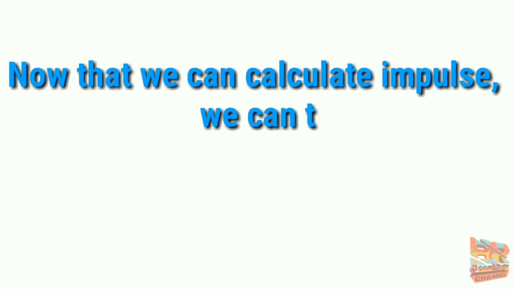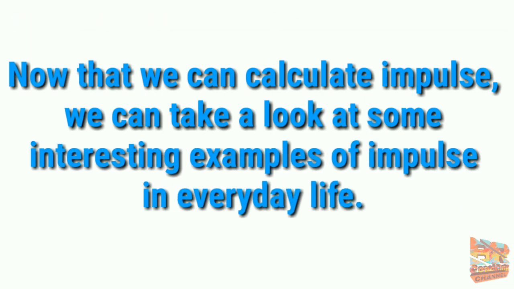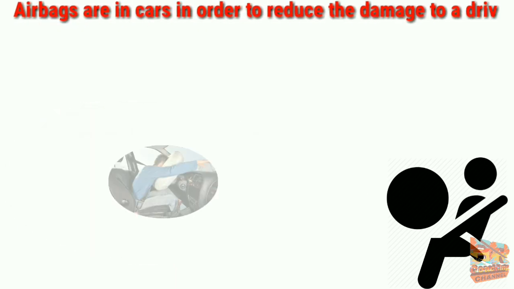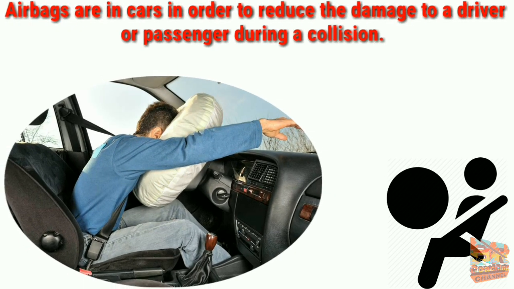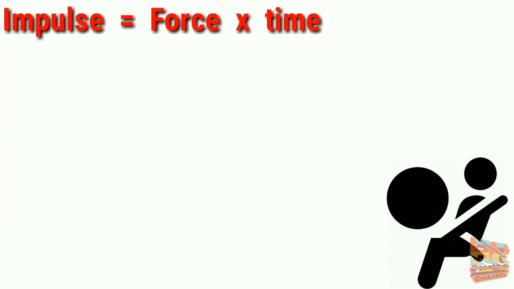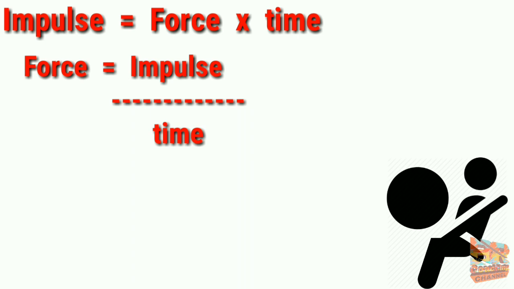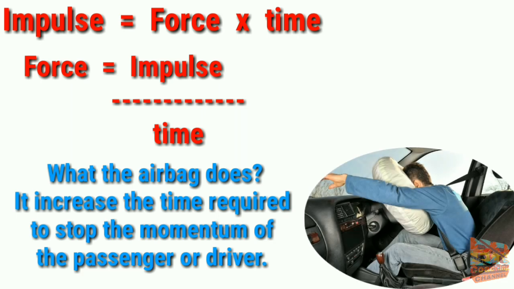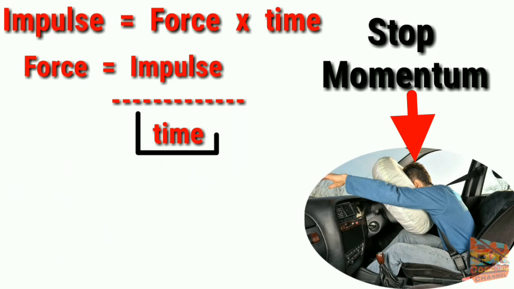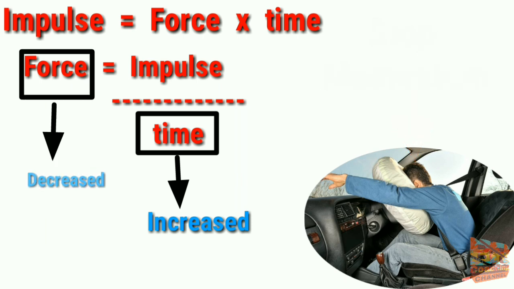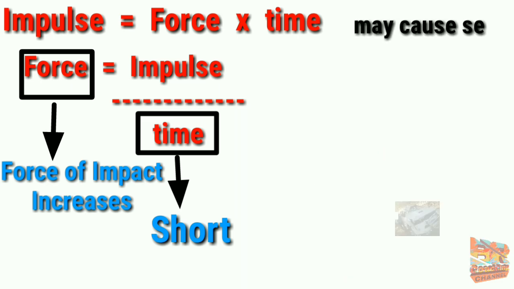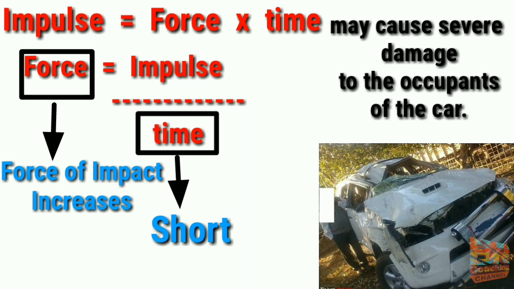Now that we can calculate impulse, we can take a look at some interesting examples of impulse in everyday life. The most notable example is the car airbag system. Airbags are in cars in order to reduce the damage to a driver or passenger during a collision. If impulse is force multiplied by time, then force is impulse divided by time. What the airbag does is increase the time required to stop the momentum of the passenger or driver. If this time is increased, then the force of impact is decreased. If the impact time is short, then the force of impact increases and may cause severe damage to the occupants of the car.